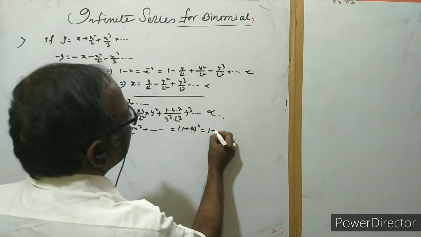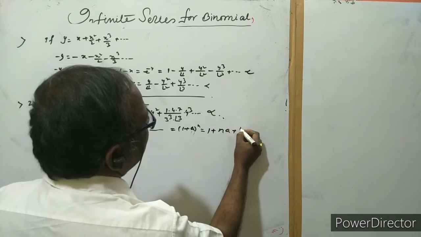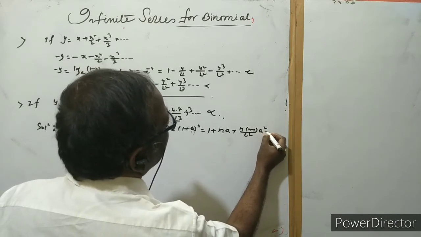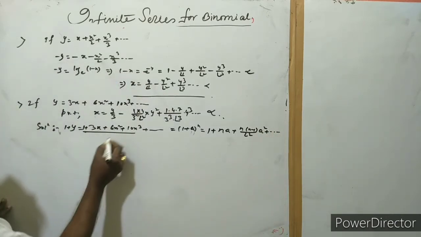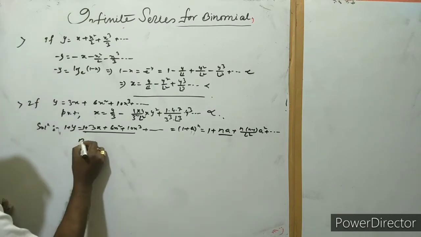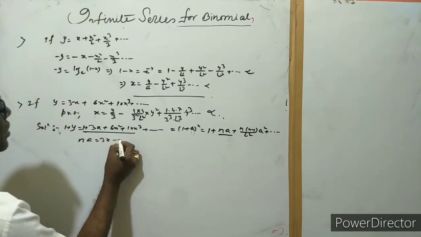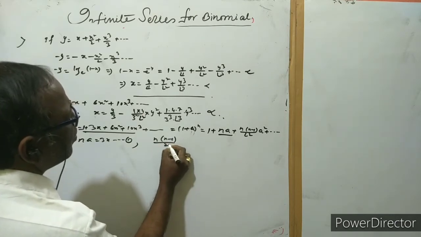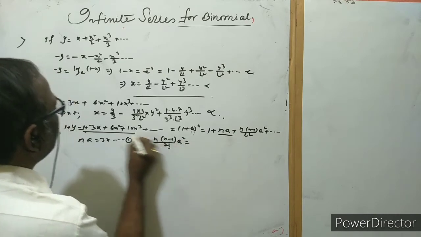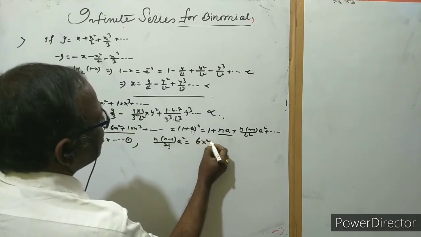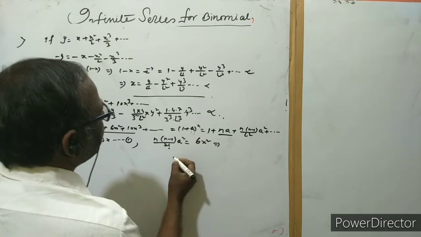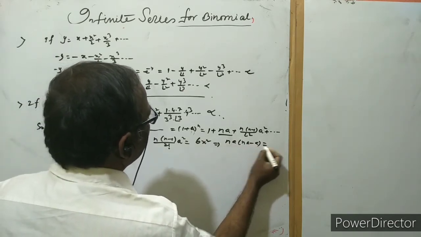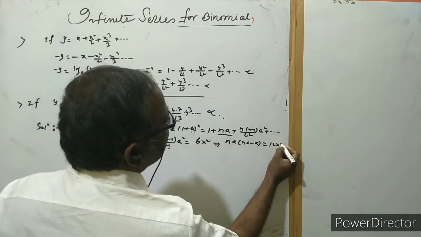So now expand this, we can write here na, n into n minus 1 by factorial 2 into a square, and dot dot dot, and compare with that. So we can write na is equal to 3x, and this is number 1. Now n into n minus 1 by factorial 2 into a square, and that be 6x square. So now here na minus a, and 6 is 12x square.